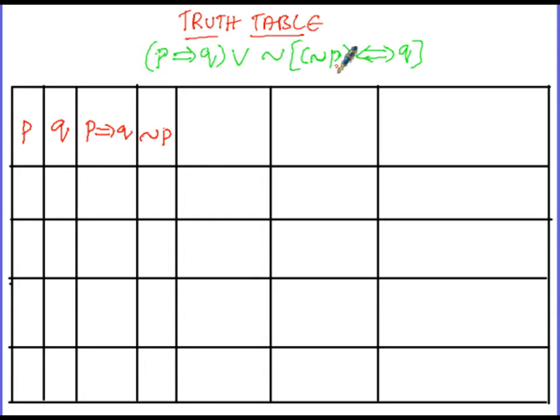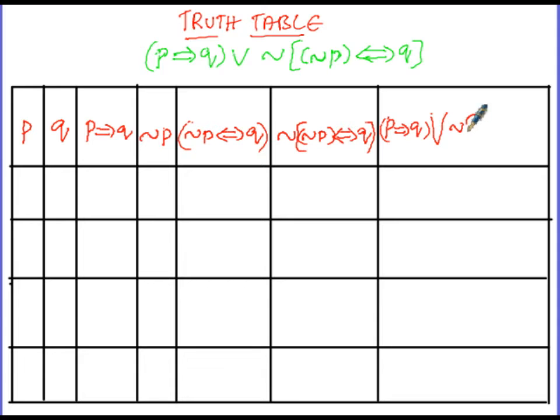Then after finding negation P, I have to find out the negation P by implies Q. Then for this bracket I have to find out the overall negation, the negation of this complete bracket, that is negation of P by implies Q. Then after finding the left hand side and the right hand side as the third column and the sixth column, then in the seventh column I have to find out, on the whole, P implies Q or negation of negation P by implies Q.